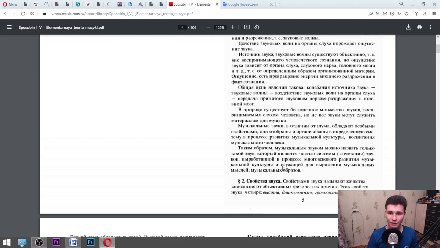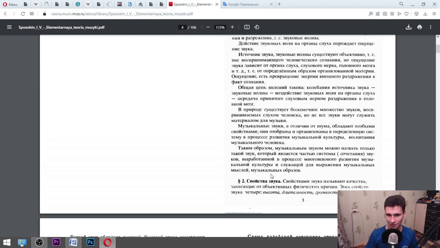And this musical culture and this sound is serving for expressing musical thoughts, musical forms. Okay? And here's the last. Musical sound is the sound that is a part of the system of sounds that was created during a lot of time of many century growing of the musical culture and that serves for the expressing of musical thoughts and musical forms.